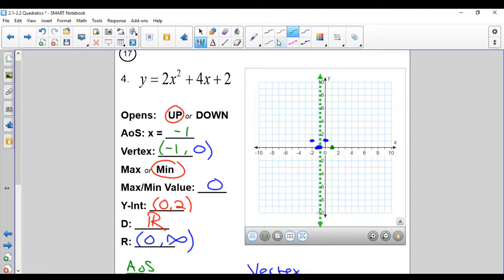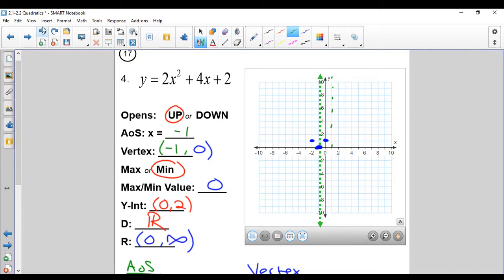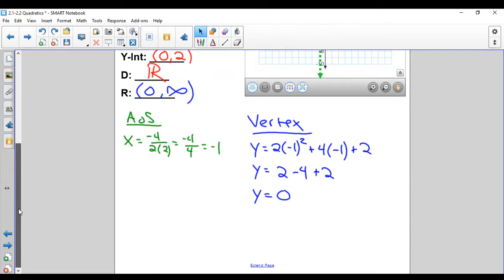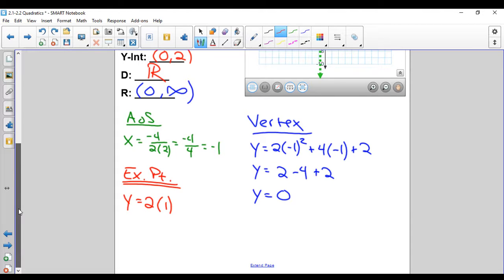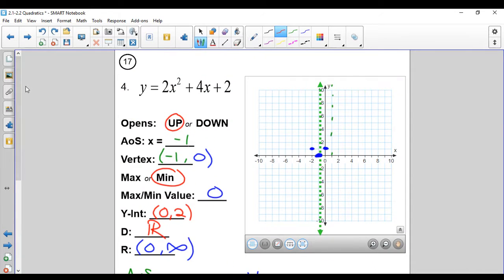Pick an x value of 1. So plot it along here somewhere. Plug in 1 and see what you end up getting. All right, so let's go ahead and do that for our extra point here. We're going to plug in positive 1 this time. We're going to end up with some similar values. We get 1 squared is 1, 1 times 2 is 2, plus 4 this time, plus 2. 2 plus 4 plus 2 is 8. So I got 1, 8 is my fourth point.